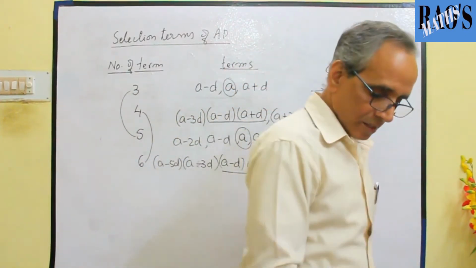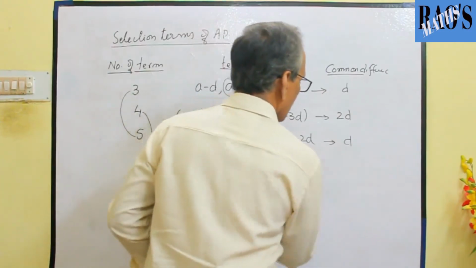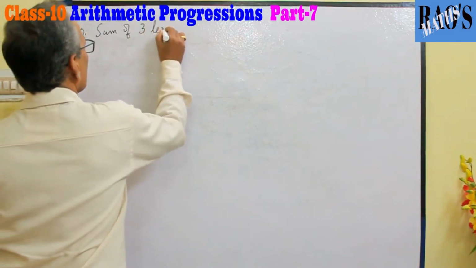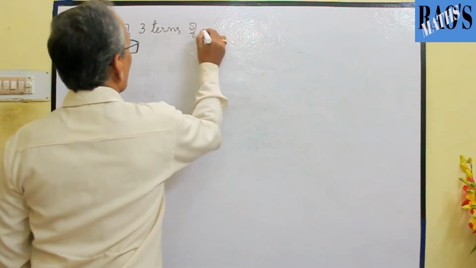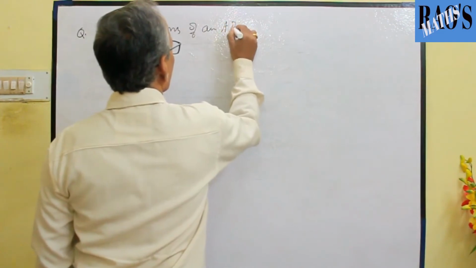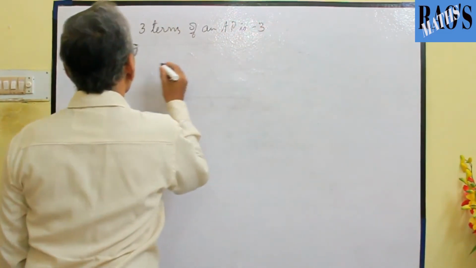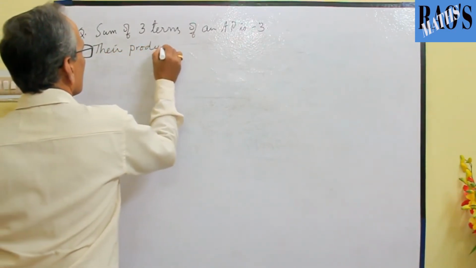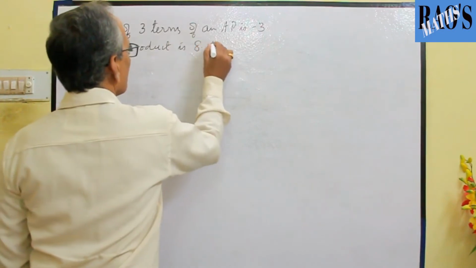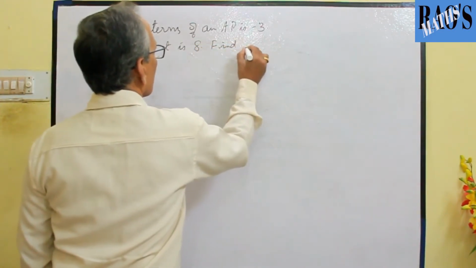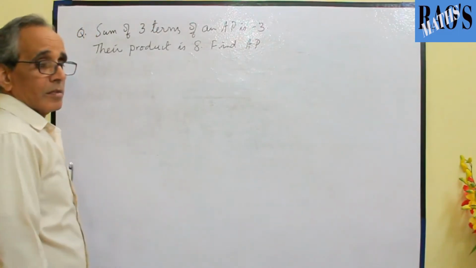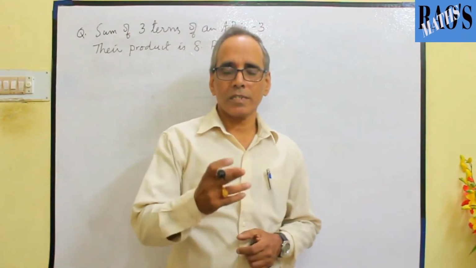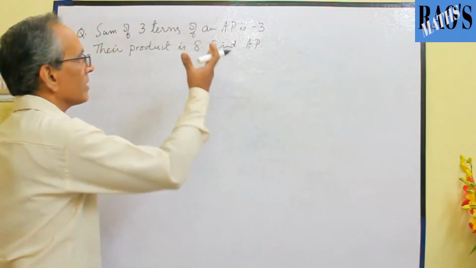One question based on this concept. The sum of three terms of an AP is minus 3. Their product is 8. Find the AP. You are given that the sum of three unknown terms is minus 3 and their product is 8. What is the AP?